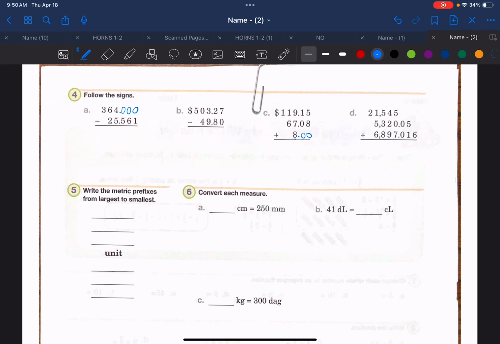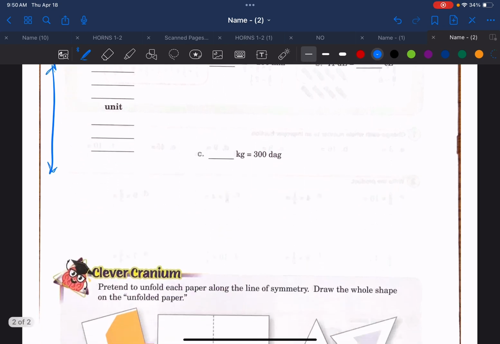All right, number 5, this is write the metric prefixes from largest to smallest. We've been writing them going horizontally. Now you're writing them vertically, but it's still starting with the largest and going to the smallest, and then convert.